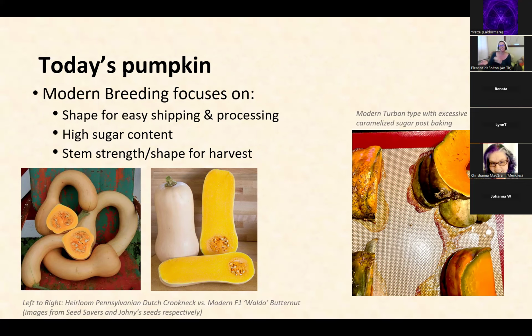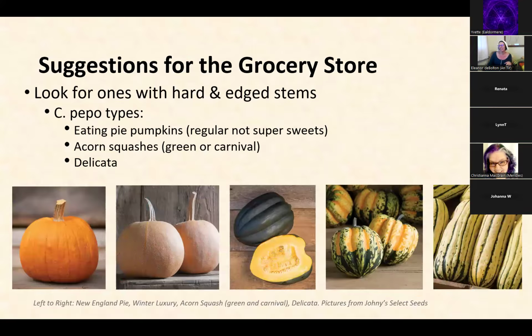So these are kind of two examples here of what butternuts can look like. The one on the right hand is a more modern varietal, and then on the left is that Pennsylvania Dutch crookneck. But even when you come across a turban squash and say, aha, this has got to be historical, even within the turban squashes, there's different types of adaptations, and they tend to have a lot higher sugar content than our heirloom types. I was just surprised when I roasted one up and it was just like caramelization just oozing out of it, which is gorgeous. And yet, is it historical? I don't know.